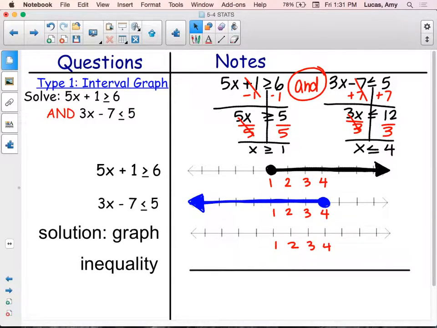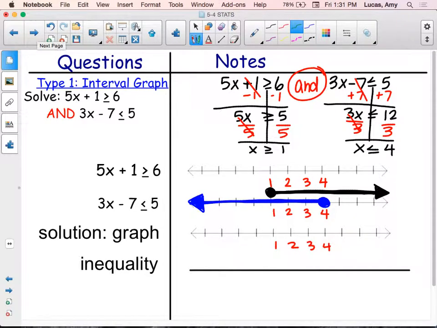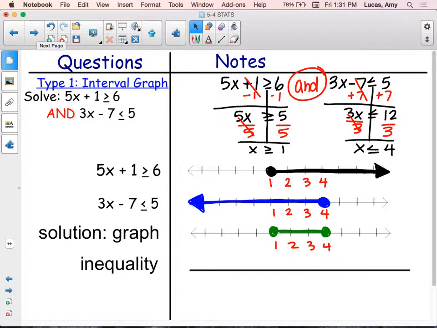So now, if I look for their intersection, where they intersect with each other, I notice that they intersect with each other starting at the 1 and ending at the 4. So from 1 to 4, that's where my rays overlap each other. So I'm not looking for the part that's only blue or only black. I'm putting them together, just like the Venn diagram, and looking for where they overlap.